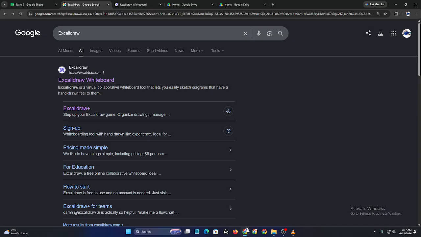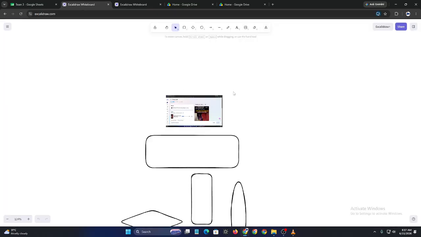First, check your device's available system resources. Excalidraw can become slow when your computer is running low on memory, CPU power, or available storage space.